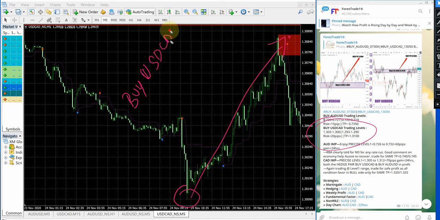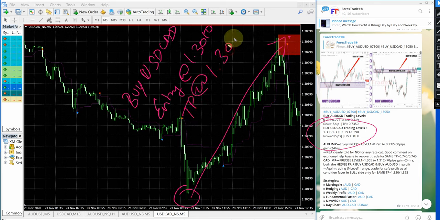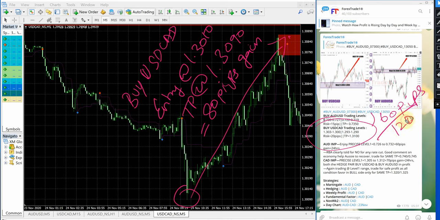So buy USD CAD, entry at 1.3010 and TP at 1.3090, which is 80 pips gain. On buy AUD USD, it was 60 pips, two times traded from the same entry, so total 120 pips gain. And on USD CAD, 80 pips gain.